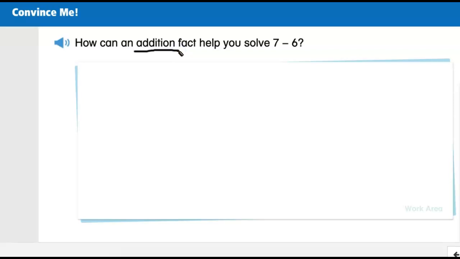Well, boys and girls, do you remember how in our solve and share we talked about how Jenna could add 4 to solve for 6 minus 4? Well, this is one of those same things, just a little bit different. So let's think. 7 minus 6. If I have 7 and I take 6 away, I am left with 1.